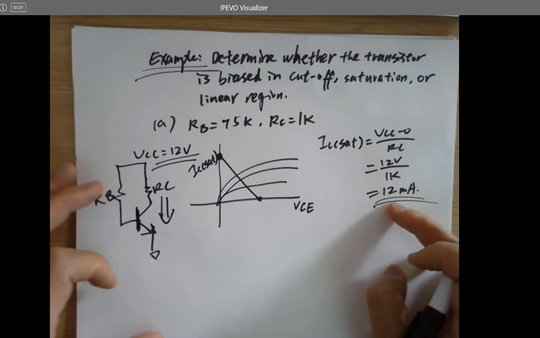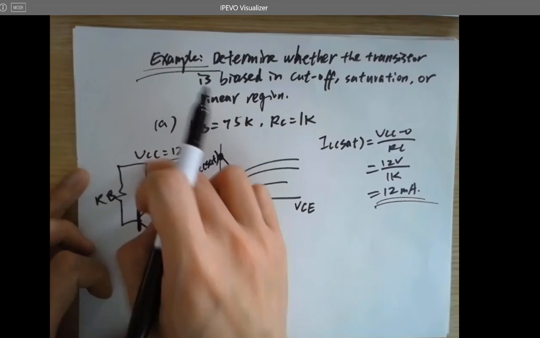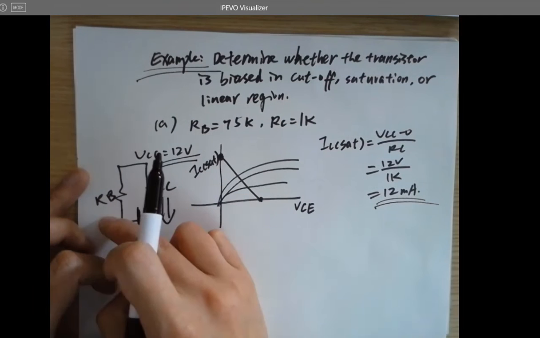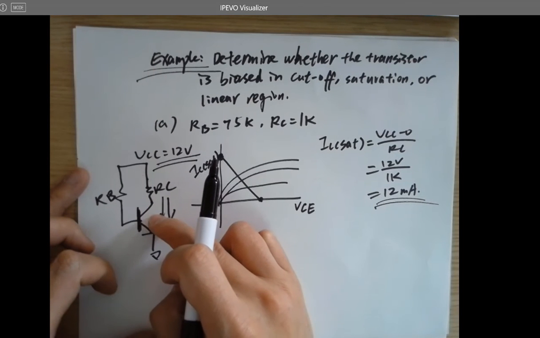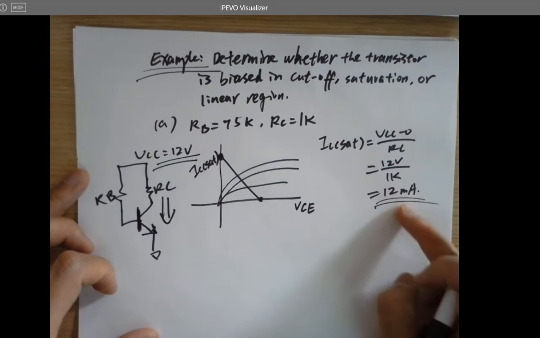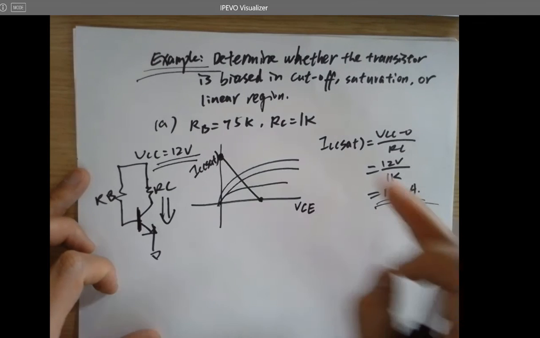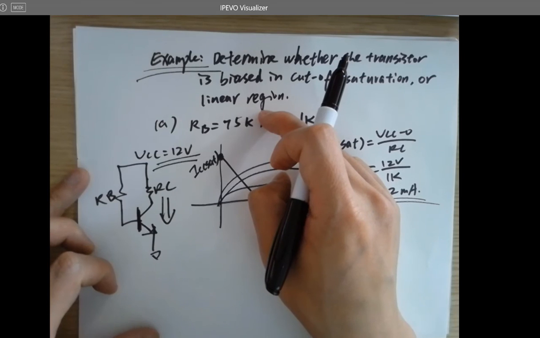Okay? And then you assume this guy is being operated in the linear region to find out IB, and use IB times beta, see what the current is flowing through IC. If it's even larger than this, that won't happen. So it's not being operated in the linear region, it's going to be saturation region. Right? That making sense?